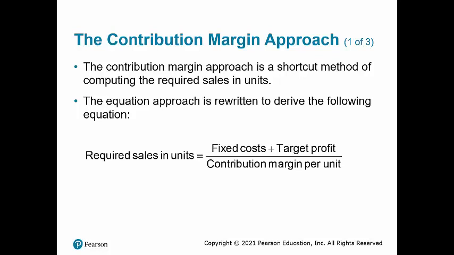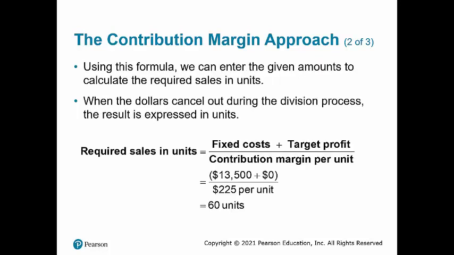We can take a shortcut method to calculate the required sales to break even using the contribution margin approach. So we just rewrite the equation to derive the following. The required sales in units is equal to the fixed cost plus the target profit divided by contribution margin per unit. So using this formula, we can enter the given amounts to calculate again the required sales in units.